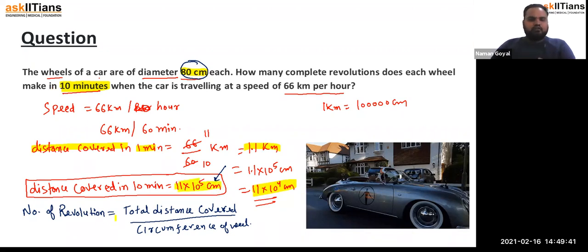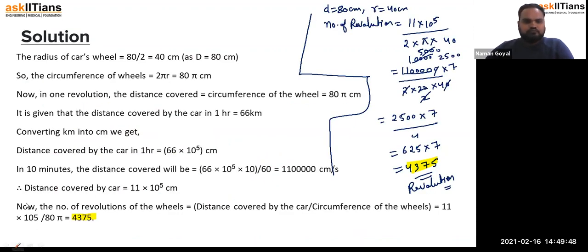Now the number of revolutions is what? Total distance covered upon the circumference of the wheel. Okay. So if you see, this is the total distance and this is the circumference. The diameter is 80, so the radius is 40 centimeters. So we got the answer as 4375. If you see this solution, you will get the same solution. Isn't it? Any doubt? No problem.